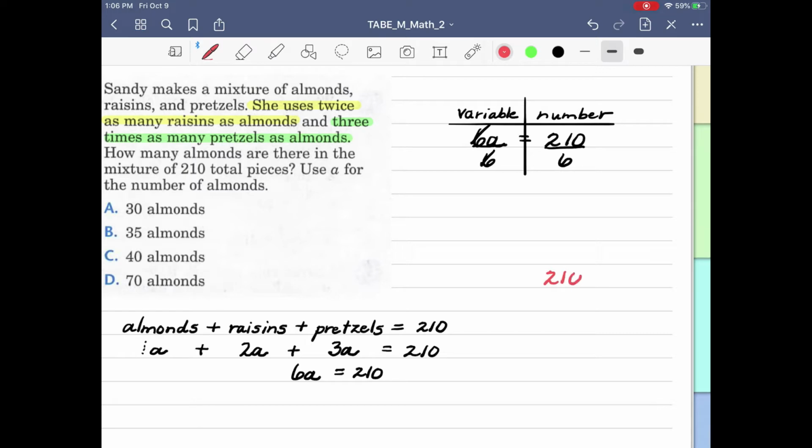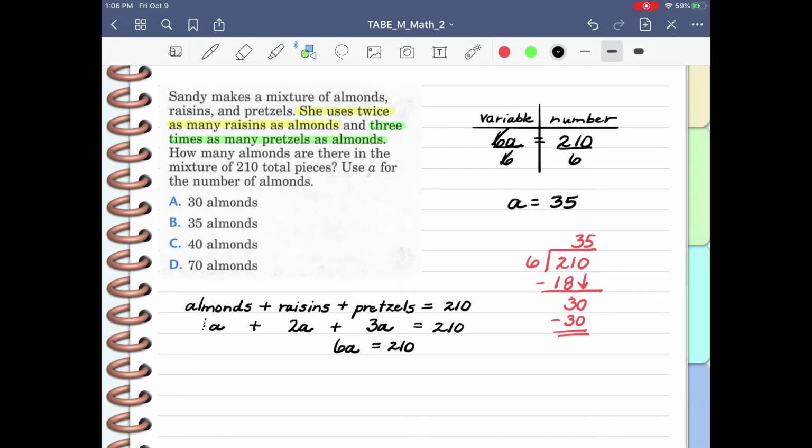We have 210 divided by 6. If you are in doubt about whether you should be using a calculator, please contact your instructor. And then 0 is 35. So A, that's the number of almonds, is 35. And that is B on my answer choices. She used 35 almonds in this recipe.